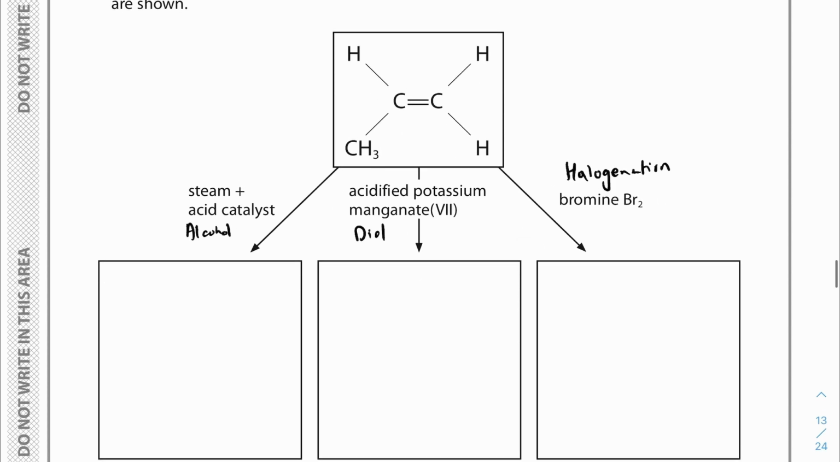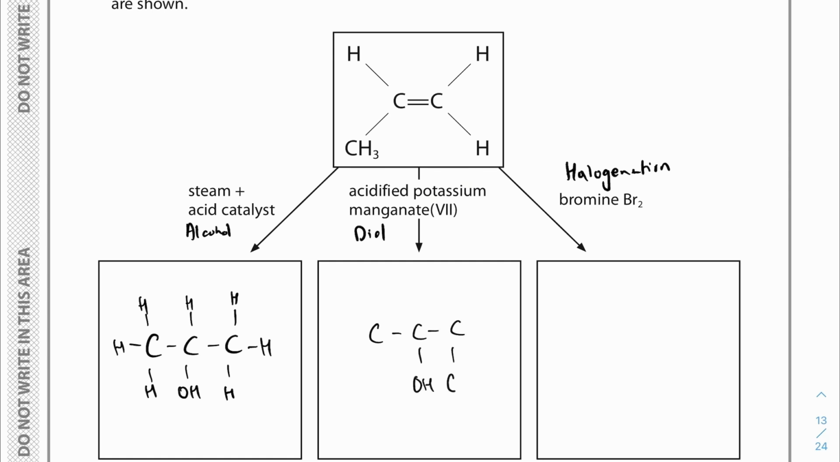Let's try to draw them now. So we should get what? We should get 1 OH in the middle here, or in the end, it doesn't matter. It's carbon, carbon, carbon, so OH here. The double bond opens up, and we only add 1 OH group. And what about when we add acidified potassium manganate? We should get a diol. So the C stays as it is, the original CH3, but we get 2 of these with OH, and H here, and H here as well.